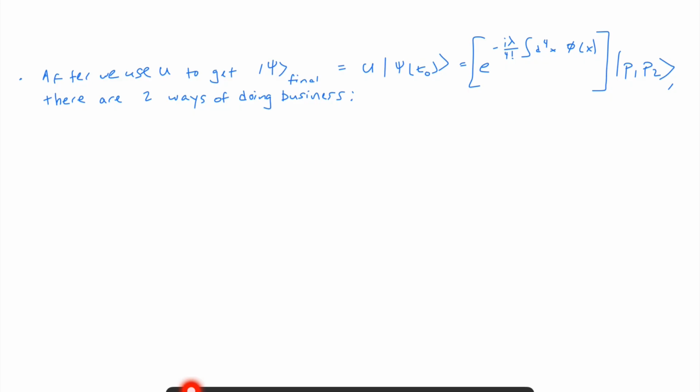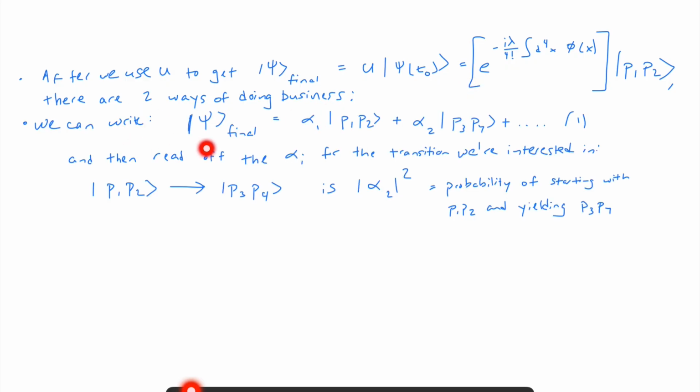After we use U to get psi final, there are two ways of doing business. This is just from quantum mechanics. We can write our entire state, psi final, as just a combination of all of the basis states. We have a ket in our QFT space, and that can just be expressed as a sum of basis vectors over here. And remember, the basis vectors themselves can be various choices, but a really good one that is very physically clear is to use the basis vectors of our Fock states. And these are states of specific momentum, P1, P2, or P3, P4, so on and so forth.